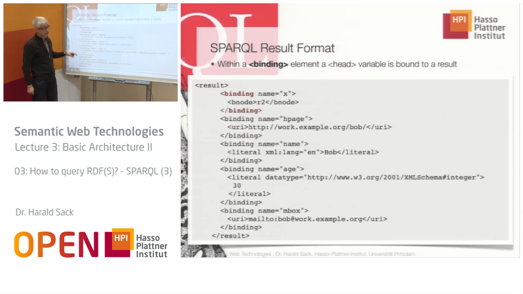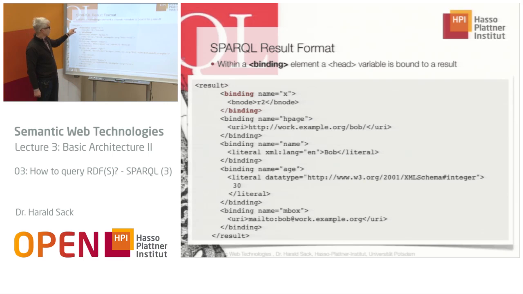Or you can define a typed literal, here a binding to a variable called age, and you have a literal that has a specific data type, and the data type here is integer, which comes from the XML schema namespace. And here the value of the literal is 30. Quite simple. Or, for example, you can bind a variable to a mailbox, and here you have the mailbox given as a URI. So you see, for different types of variables, you will have different types of markup within the result XML file.